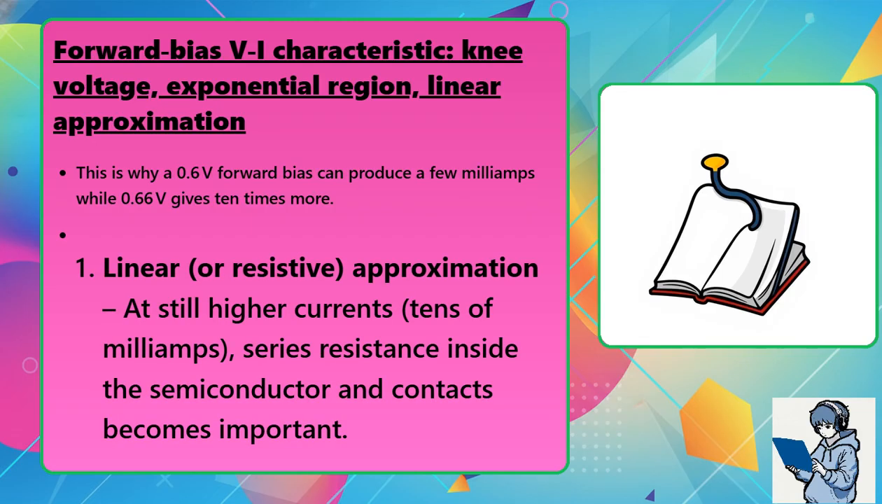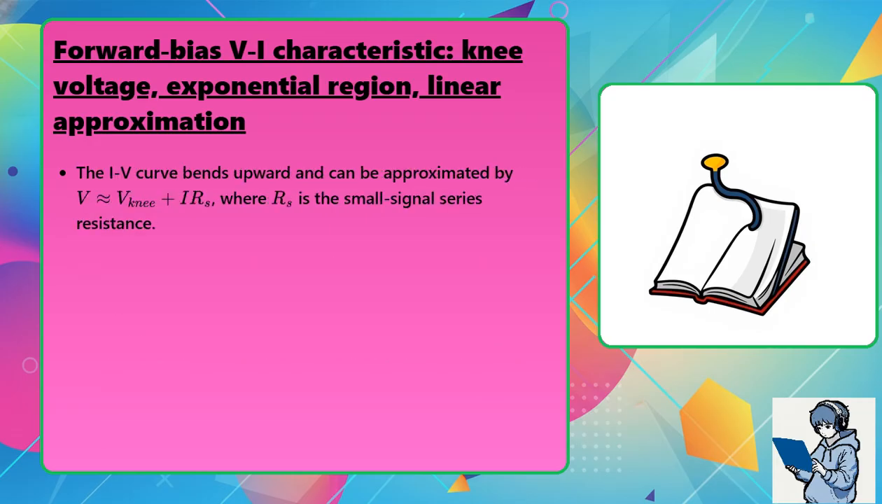Three, linear, also called the resistive approximation. At still higher currents, tens of milliamps, series resistance inside the semiconductor and contacts becomes important. The IV curve bends upward and can be approximated by V approximately equal to V_knee plus I times R_S, where R_S is the small signal series resistance.